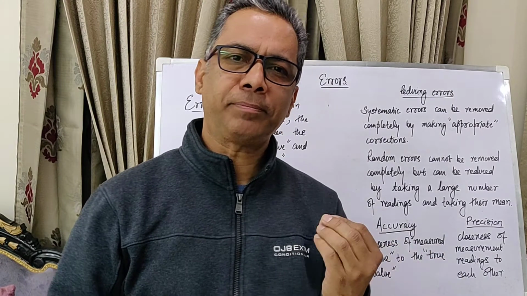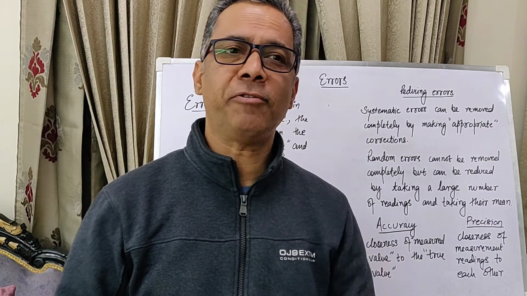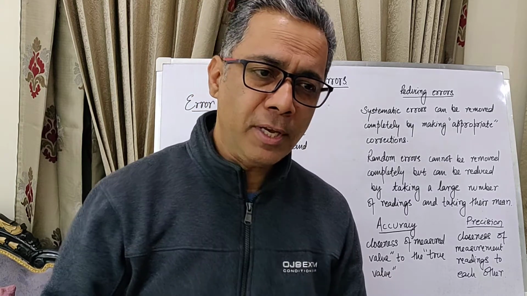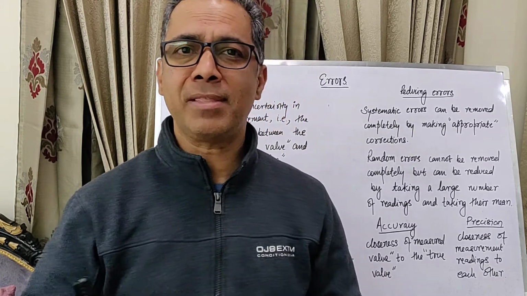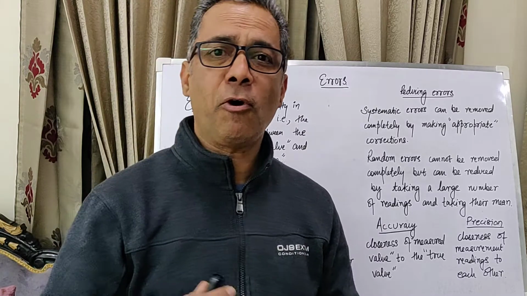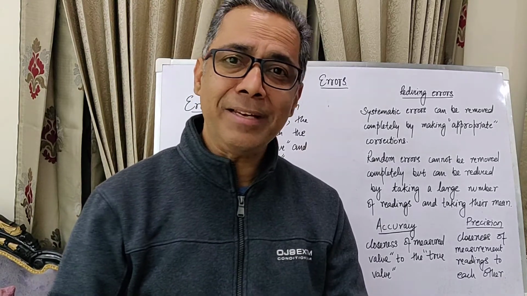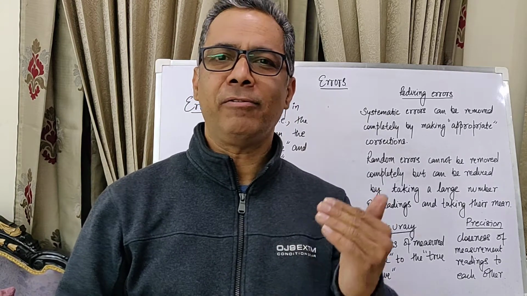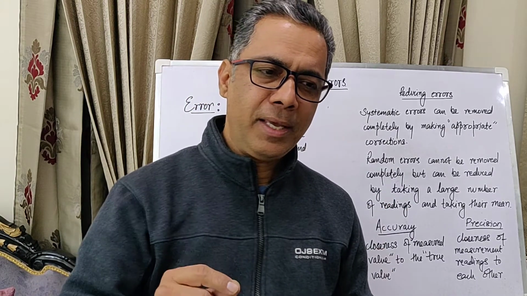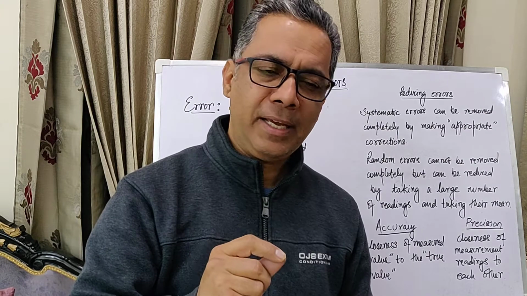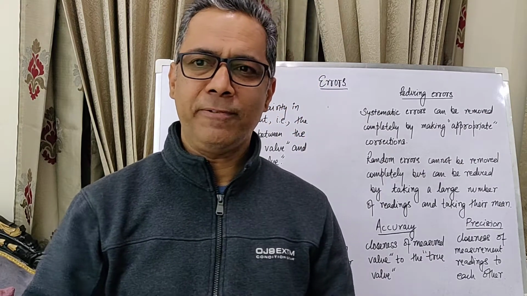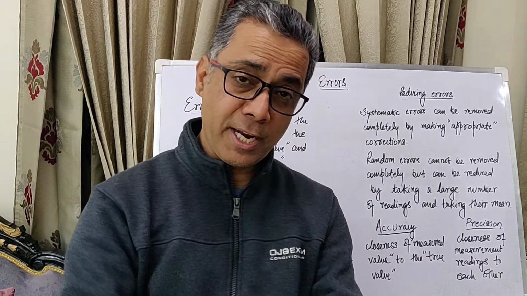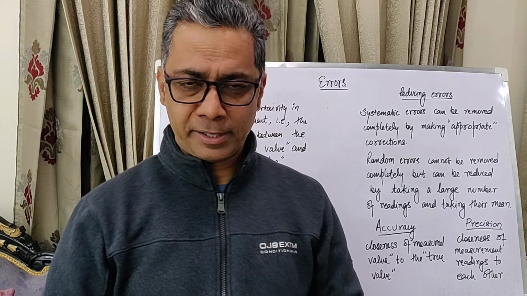Errors will happen irrespective of the correctness of your procedure. Of course, if your method of doing things is faulty, then that increases the size of the errors. But errors will always be there, even if the experimenter, the physicist, does not make a mistake, does everything right, yet there will be errors.